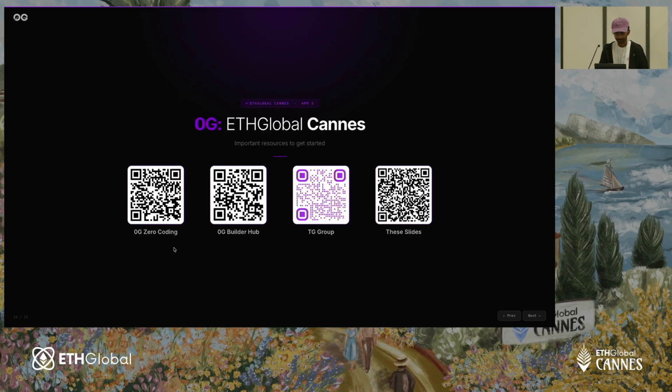And the next one is the Builder Hub. It's build.zerog.ai. It has all the resources in one place. You can get all the ZeroG coding links in it as well.